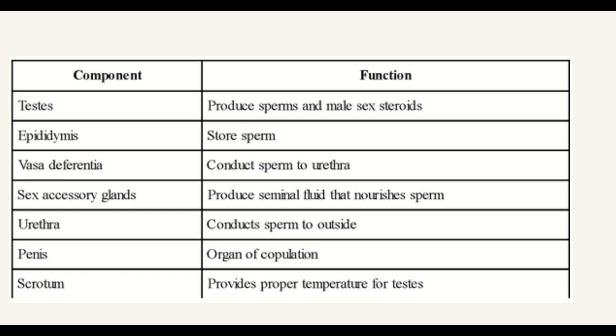The testes produce sperm, the epididymis stores sperm, the vas deferens transports or conducts the sperm to the urethra, and then you have the accessory glands, which are not necessarily there on that diagram, but they produce seminal fluid that nourishes the sperm. You have the urethra, which conducts the sperm to the outside, the penis, the organ of copulation, and the scrotum, which provides the proper temperature for the testes. So it regulates the temperature.